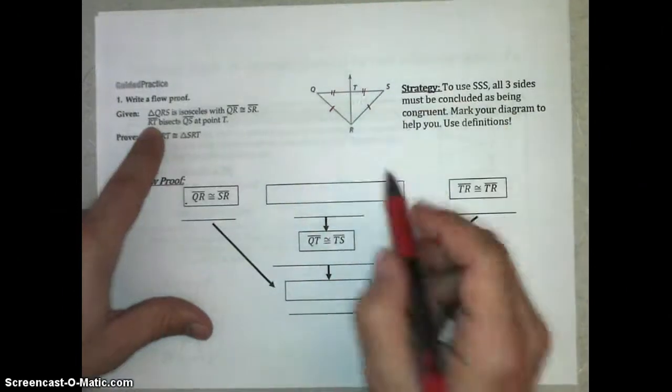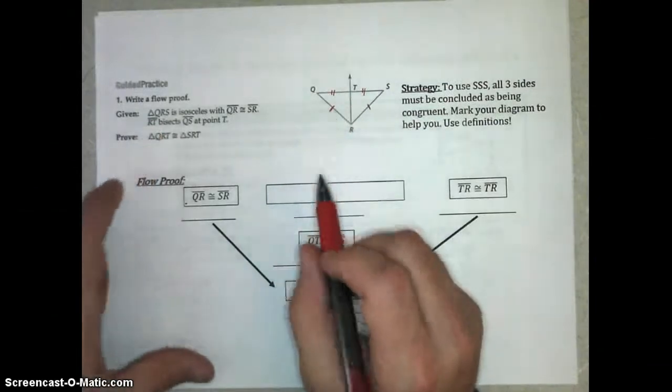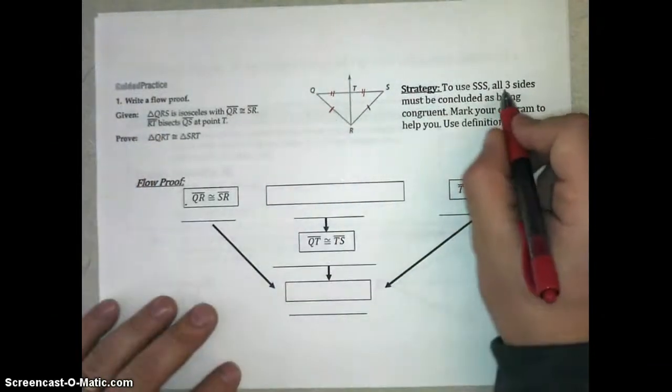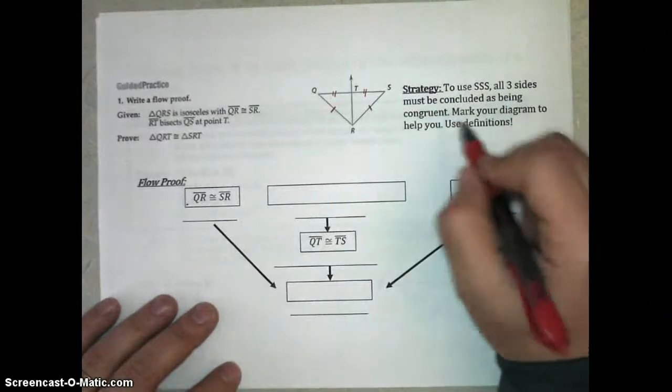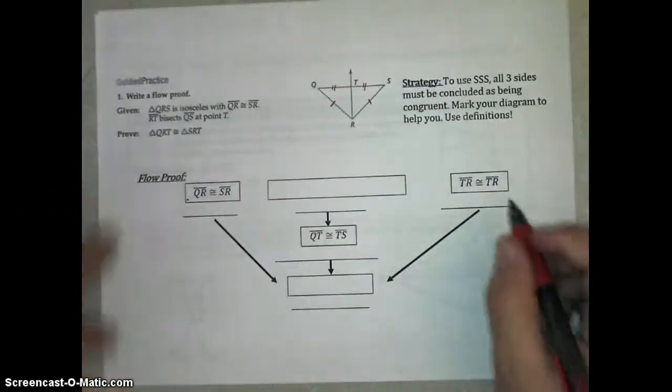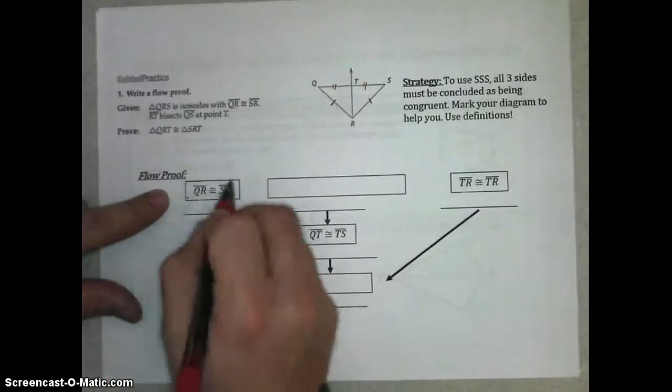And so we want to be able to prove that these two triangles, the one on the left, one on the right, are congruent, and we should be able to use side, side, side. In order to use side, side, side, all three sides must be concluded as being congruent, and mark the diagram as you go. So let's start through here. The first thing we're going to do is start over here on the left. We're going to make this statement with a box around it.